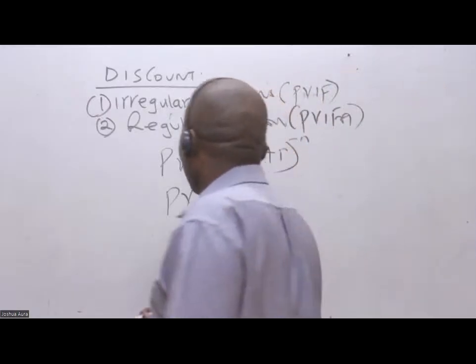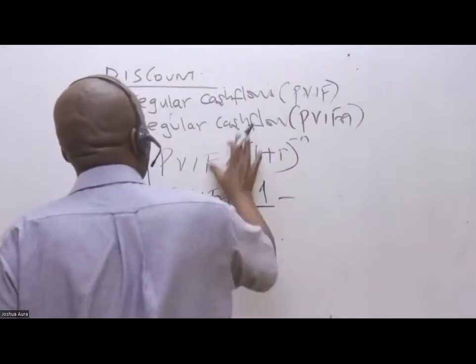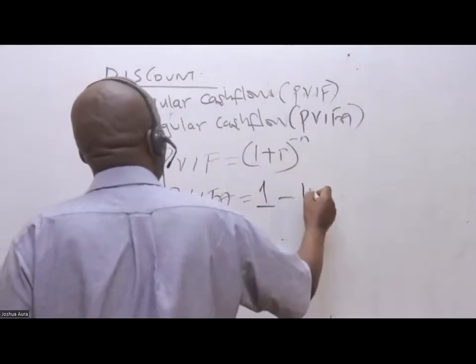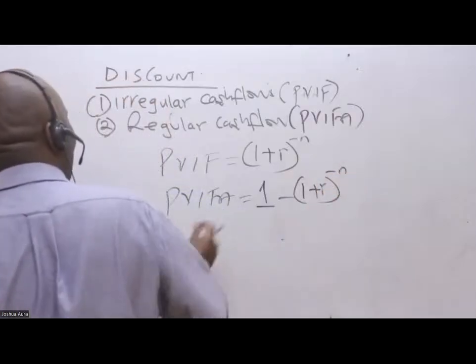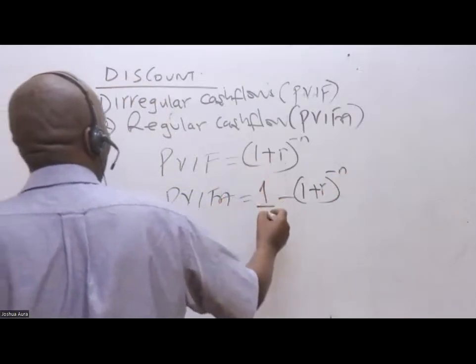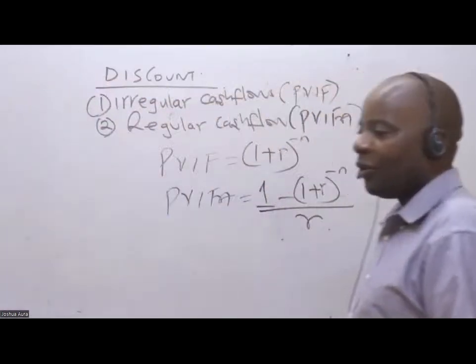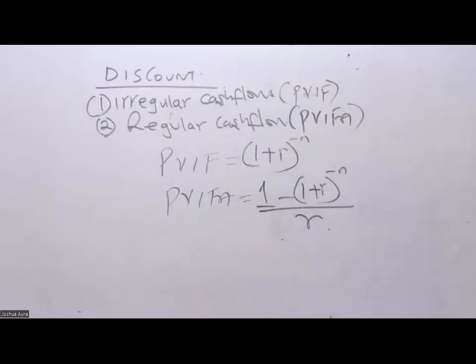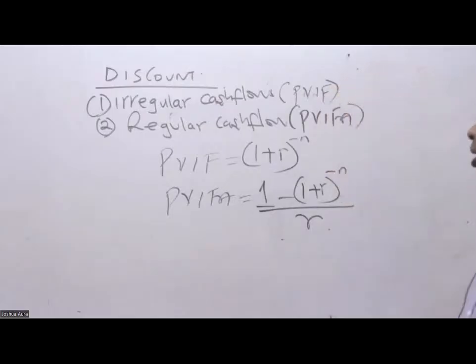Thank you very much. So to get PVIFA, we normally say 1 minus this easier formula, and then everything you divide by R. Everything you divide by R, like that.